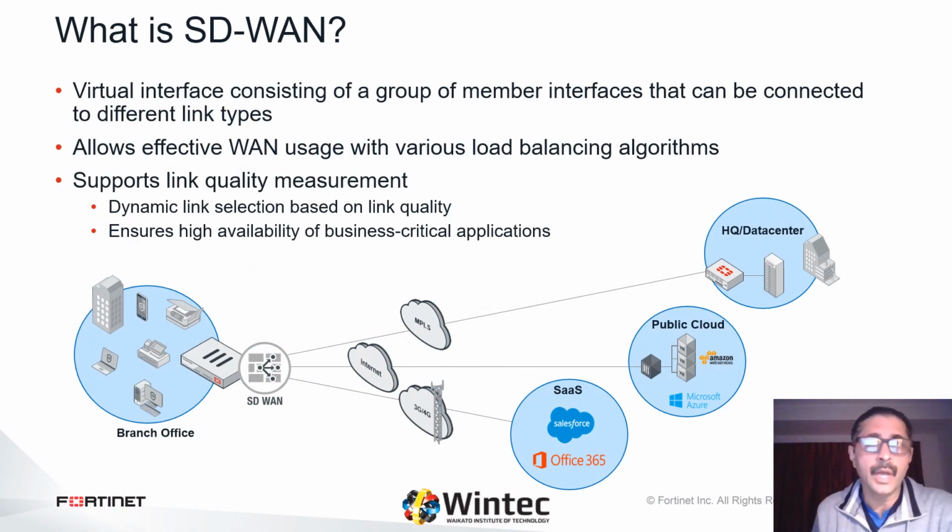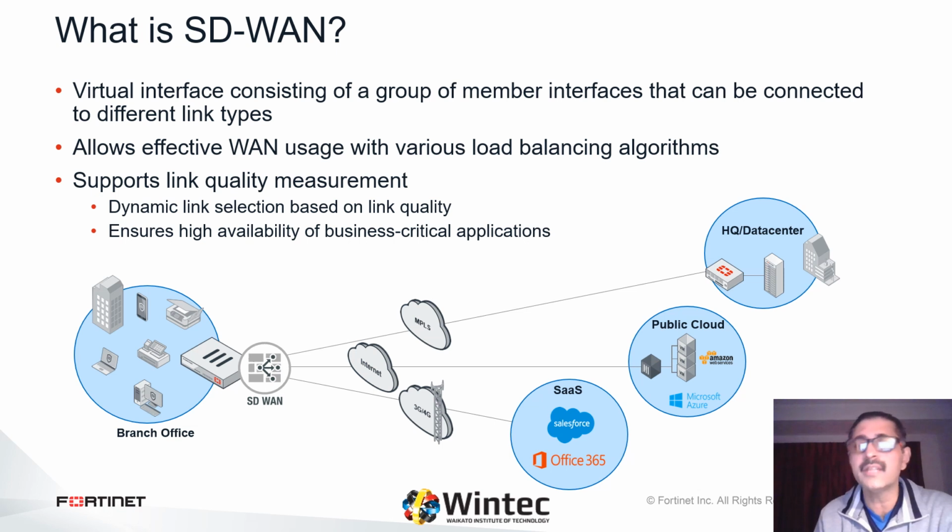So what is a SD-WAN? SD-WAN is a virtual interface consisting of a group of member interfaces that can be connected to different link types. FortiGate groups all the member interfaces into a single virtual interface, the SD-WAN interface as it's called. Using SD-WAN simplifies configuration because the administrator can configure a single set of routes and firewall policies and apply them to all the member interfaces. There can be only one SD-WAN interface per virtual domain.